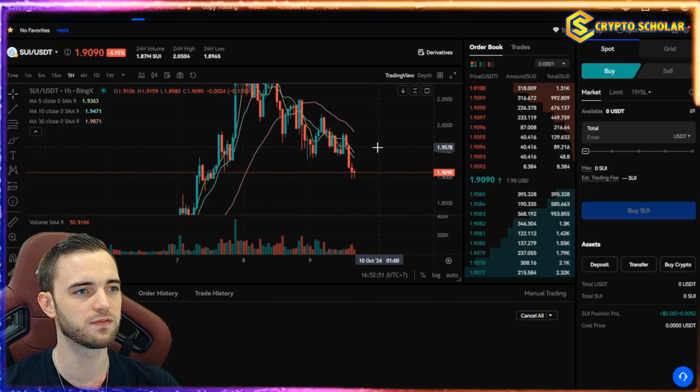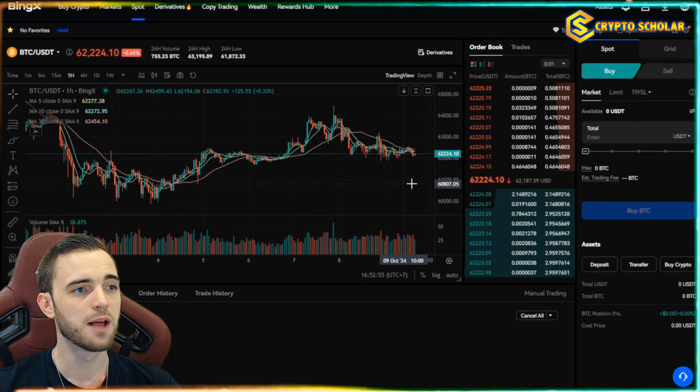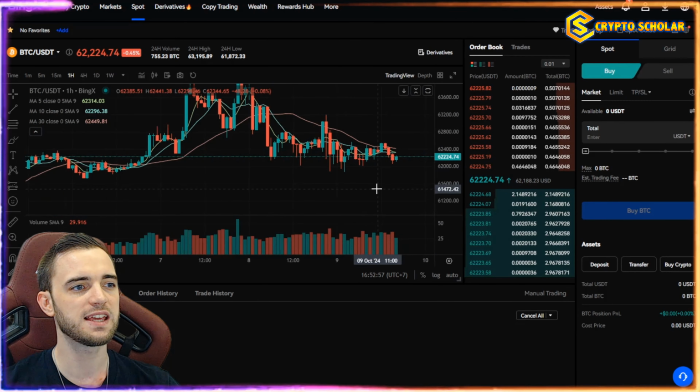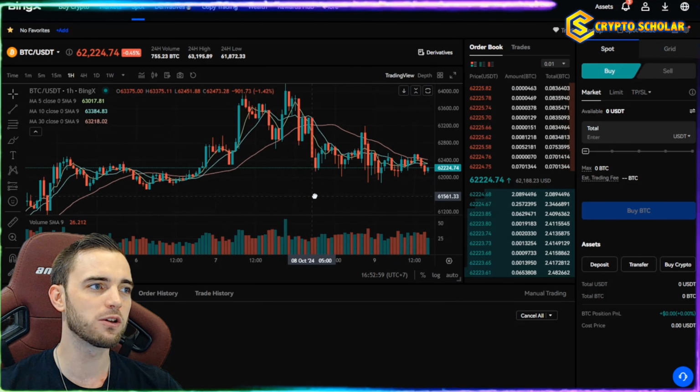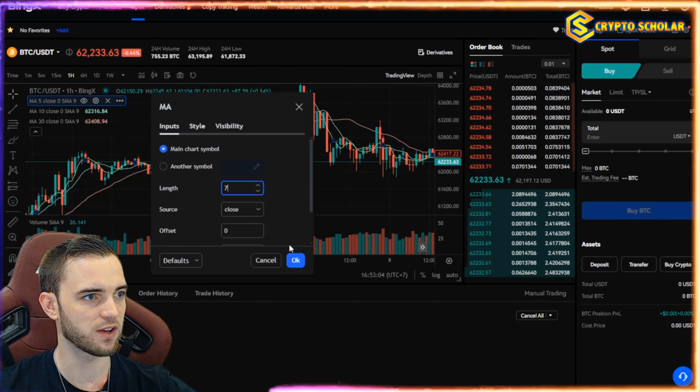Obviously, this isn't financial advice, and these strategies can change all the time and come in and out of validity, but one that I like to use here, guys, is very simple. What we'd be looking for is the 7 SMA. So let's just change this to the 7 SMA.